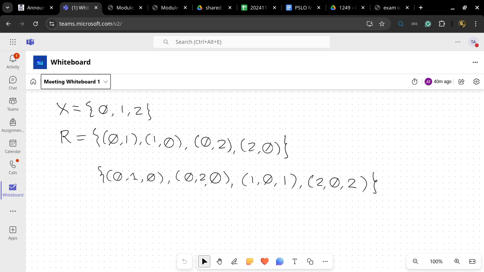What about (2, 1, 2)? Why is (2, 1, 2) not here? Well, because (2, 1) is not in R, and (1, 2) is not in R either. So that's why (2, 1, 2) is not going to be one of the 3-tuples. Is that okay? All right.